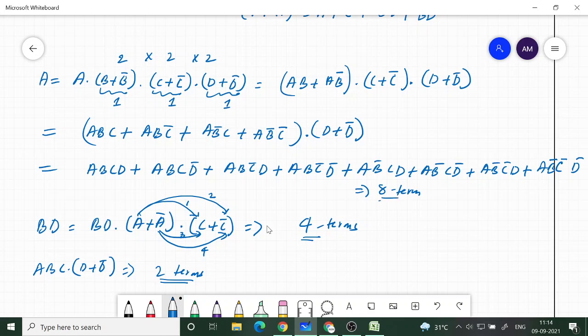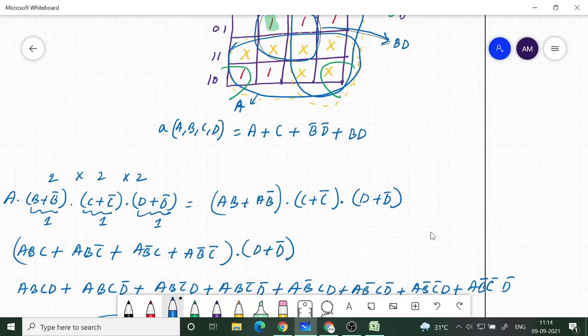So these are the only possibilities that will arise after simplification. A group of 8 means you are simplifying by reducing 3 literals. A group of 4 terms means you are reducing by 2 literals. A group of 2 means you are reducing by 1 literal. I hope that confusion is gone now.